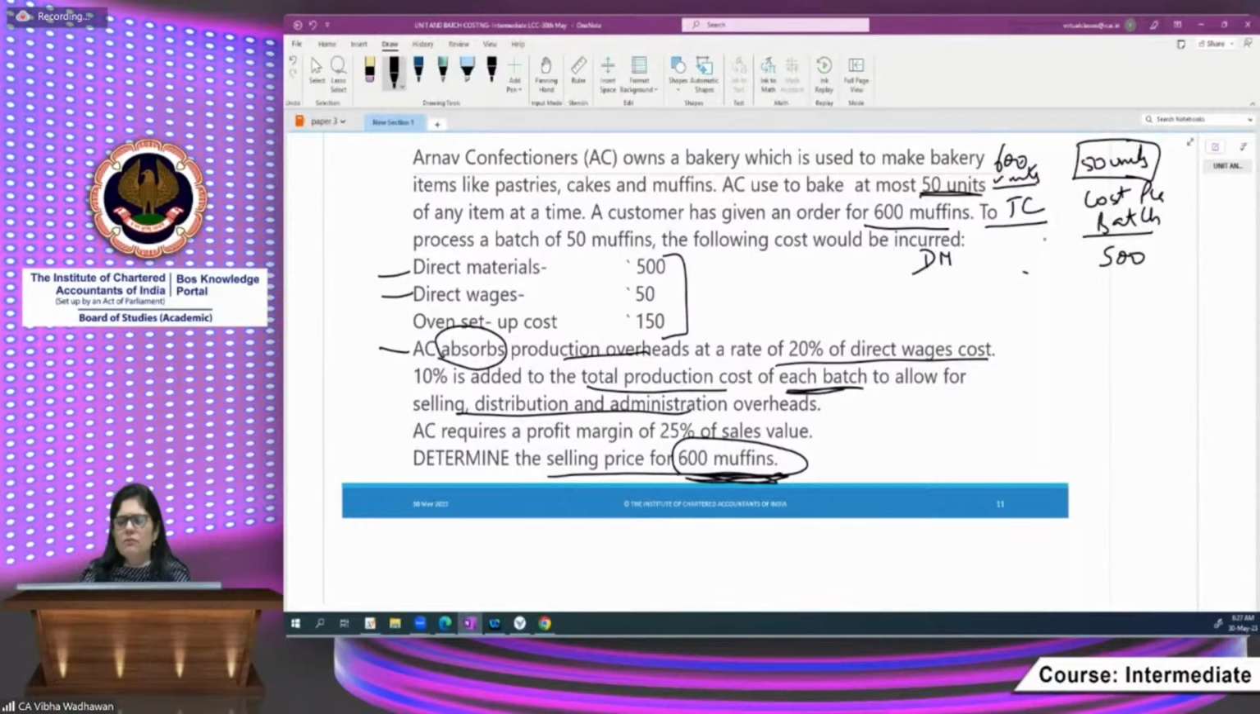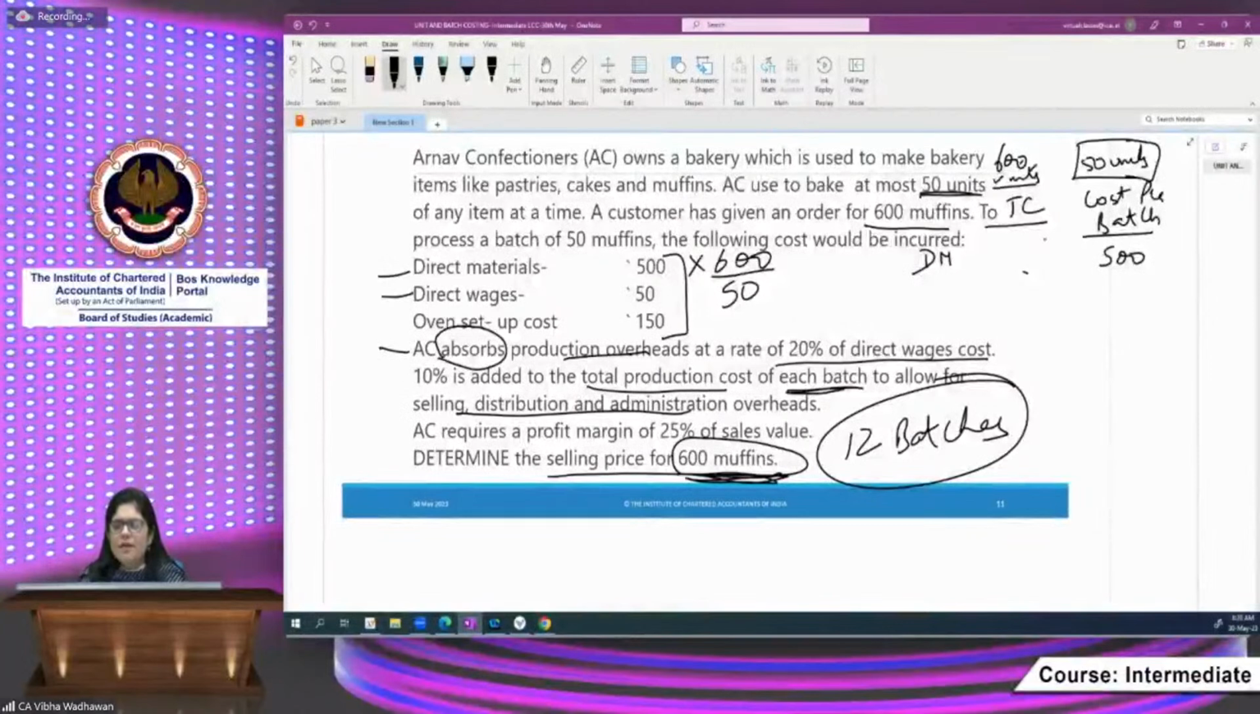How? You see, two ways you can do. 500 into 600 divided by 50, because 500 is the cost for 50 units and you have to calculate for 600. Or you have calculated 12 batches. Here you have to run 12 batches, 12 lots, and cost per batch is 500. So you can do the other way around also. You can do 500 into 12. It will also come to 6,000. So you can do any which way.